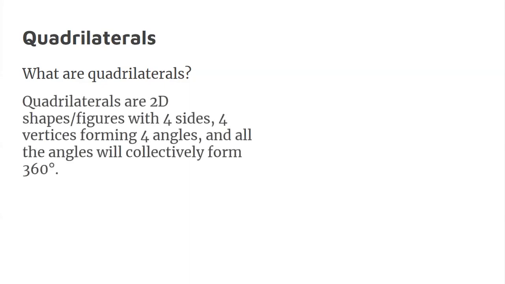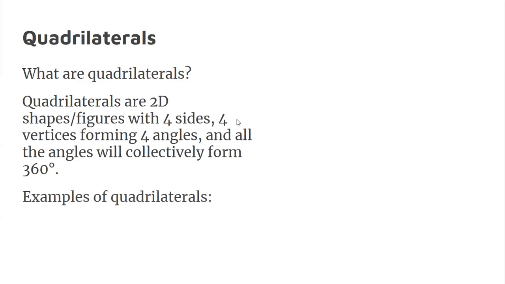Now we're moving on to quadrilaterals. What are quadrilaterals? A student might ask, or a child, or any age might ask. Quadrilaterals are 2D shapes or figures with 4 sides, 4 vertices, forming 4 angles, and the angles will collectively form 360 degrees. A lot of 4s, but say.